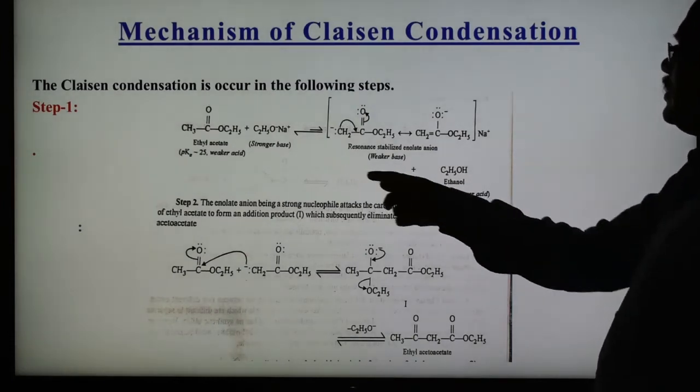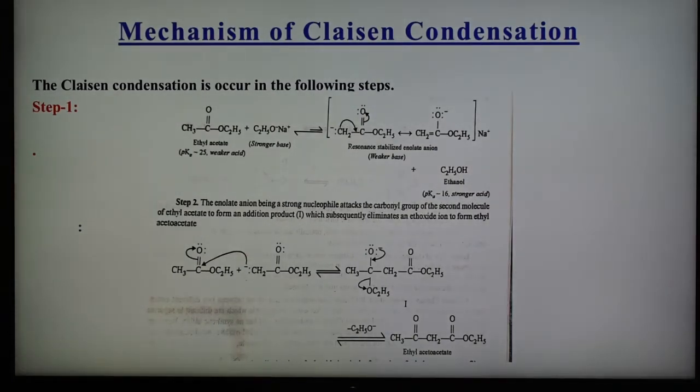In this way, this is the first step of the mechanism. In the second step, the enolate anion, being a stronger nucleophile, attacks the carbonyl group of the second molecule of ethyl acetate, forming an addition product, which eliminates an ethoxide ion to form ethyl acetoacetate. So in the second step, we get the product ethyl acetoacetate.